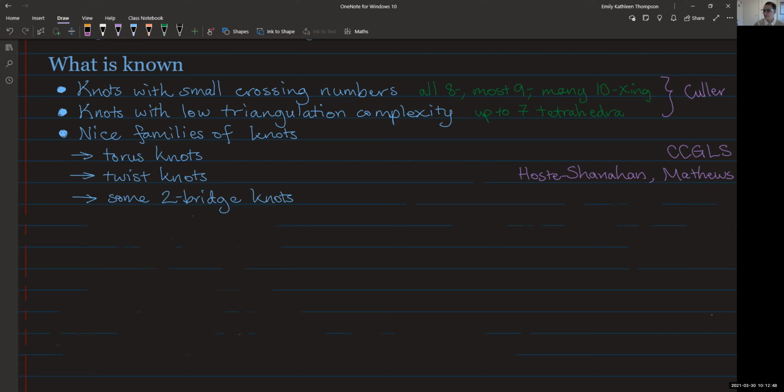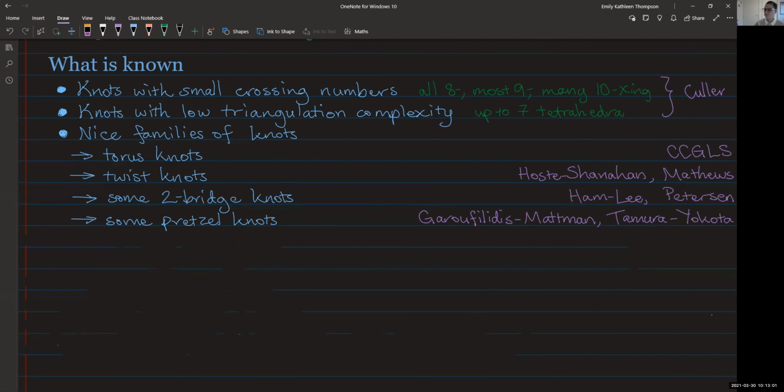We know A-polynomials for some two-bridge knots. These are due to Ham and Lee and also Petersen. These two-bridge knots and pretzel knots have recursive formulae. For the pretzel knots, Garoufalidis, Mattman, Tamura and Yokota all have these results. And then there are a handful of others. I know there's at least one other paper, where Zhang and I came up with explicit formulas for iterated torus knots. I am willing to believe that maybe I've missed something, but basically this is everything that's out there.